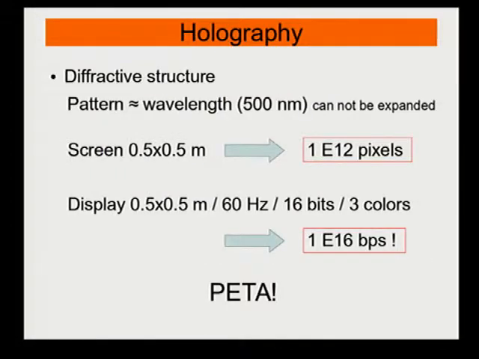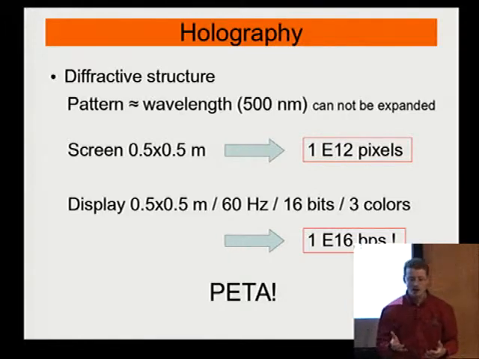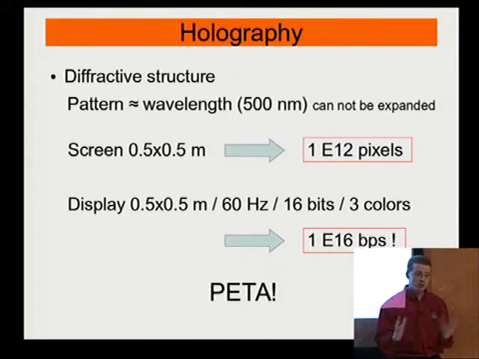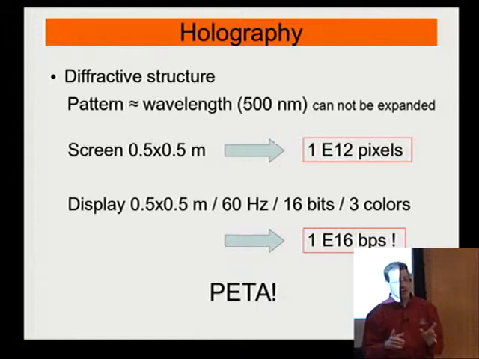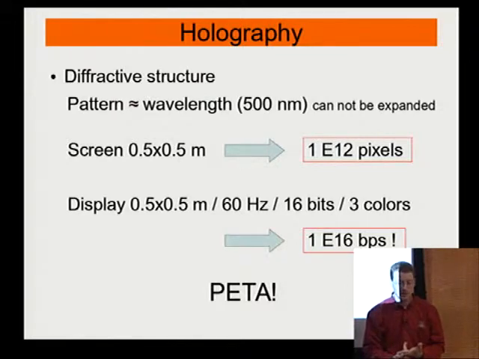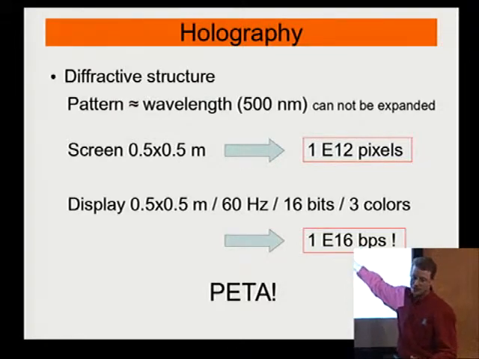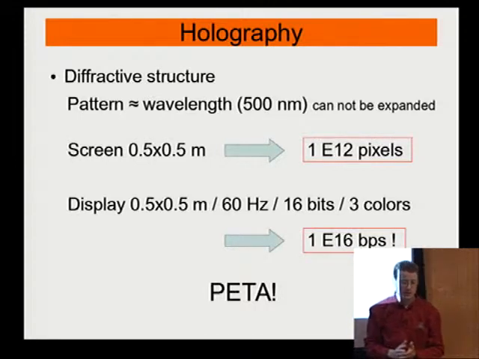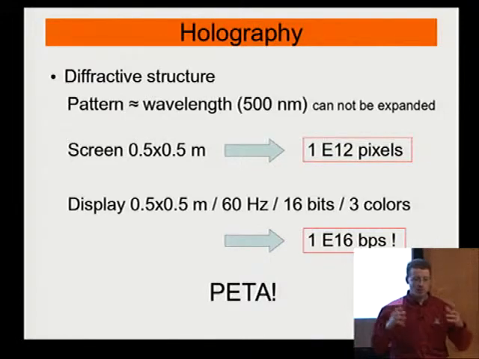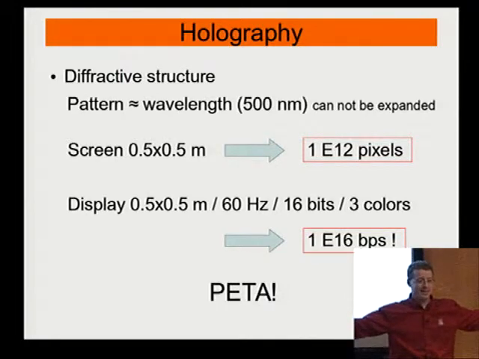500 nanometers per pixel. For a reasonable size screen, which is half a meter by half a meter, you do the math, multiplication, that means 10^12 pixels. It's no big deal. I can generate that if I use a Cray computer within a week. But if I want a video display at 60 Hertz with 3 colors and 16 bits per color, multiplication gives 10^16 bits per second. We enter the domain of petabits per second. And I'm not talking about people eating tasty animals here. Okay? I'm talking about an extremely large volume of data.